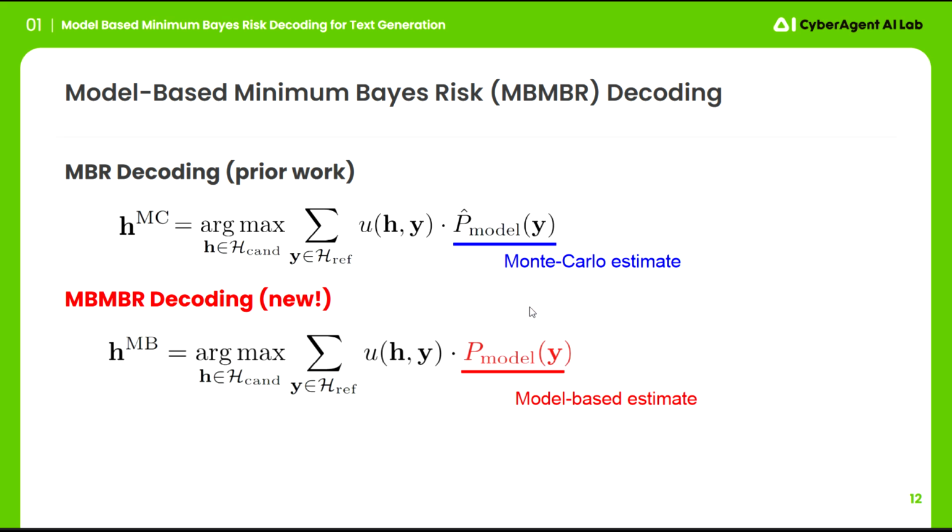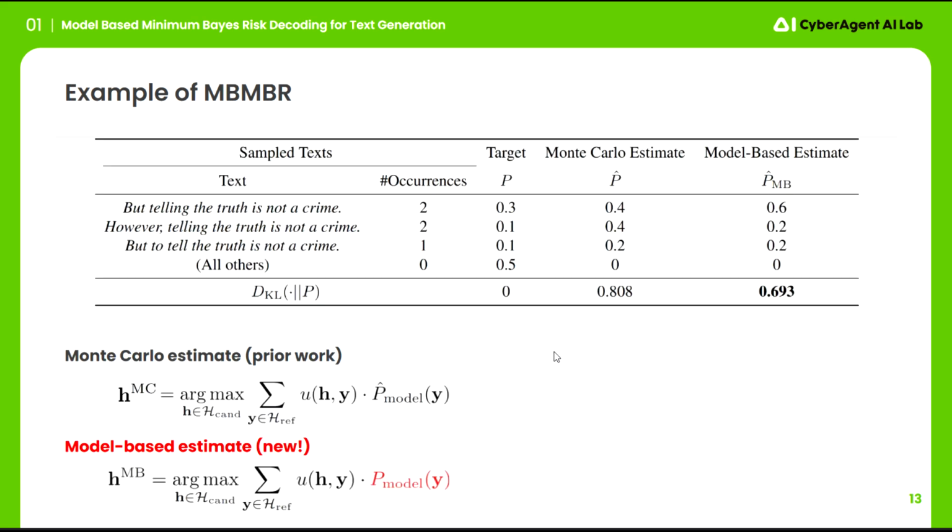The observation here is that a Monte Carlo estimate is often used in statistics because we don't have access to the p model. However, in the text generation scenario, we have full access to the p model, unless it's an API-based closed-source model. So we have p model, so why don't we use it? It's better than a Monte Carlo estimate because it's the true value.